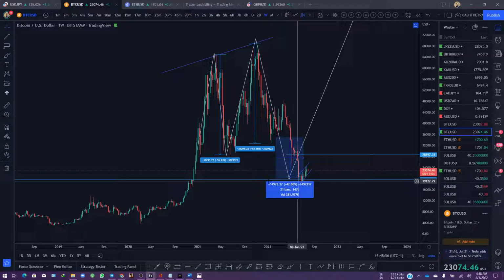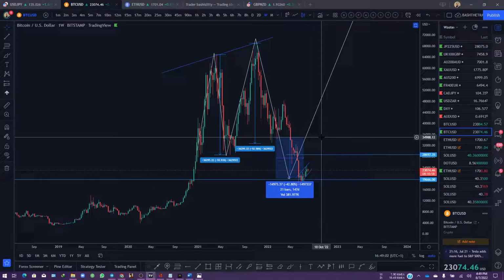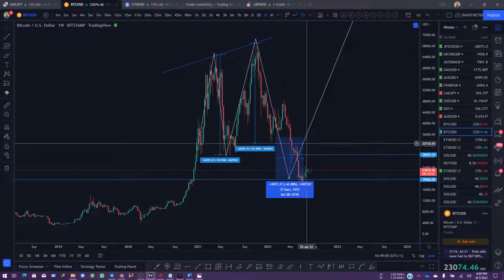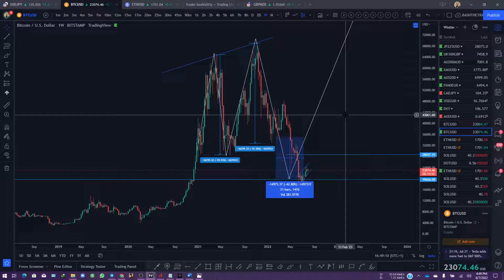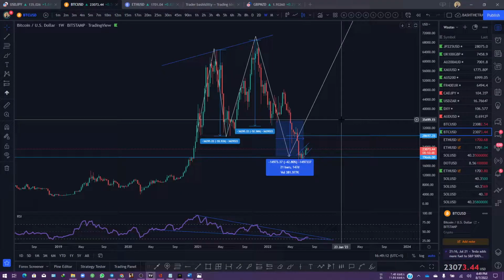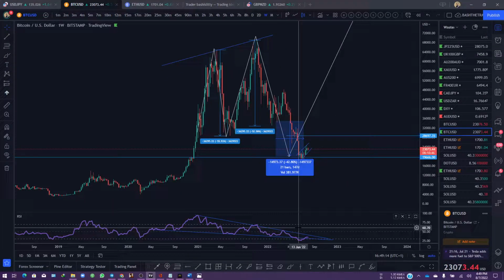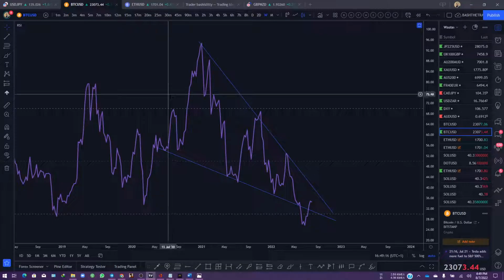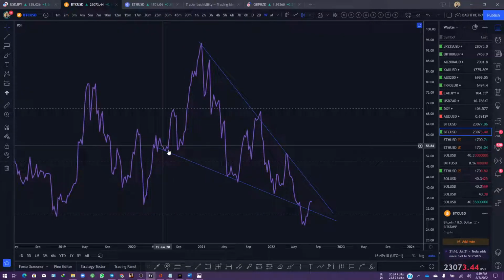As you guys can see, I predicted that Bitcoin was going to drop to this price level, the 20k, 18k price level, and then there was a reversal happening at that support level. So guys, let's dive deep into this. Let me open the RSI chart. If you see this RSI chart, I posted a video about it.